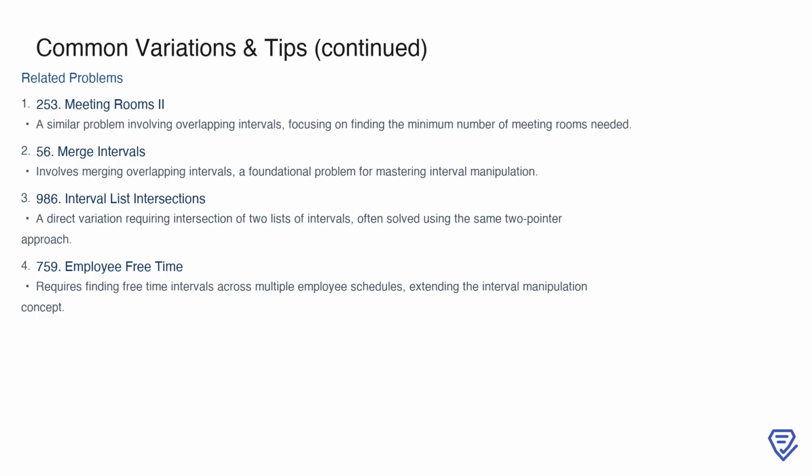Similarly, problem 986, Interval List Intersections, requires finding intersections between two lists of intervals, a direct variation that often relies on the same two-pointer technique. Lastly, problem 759, Employee Free Time, asks you to find free time intervals across multiple schedules, extending the concept of interval operations to identify gaps instead of overlaps.